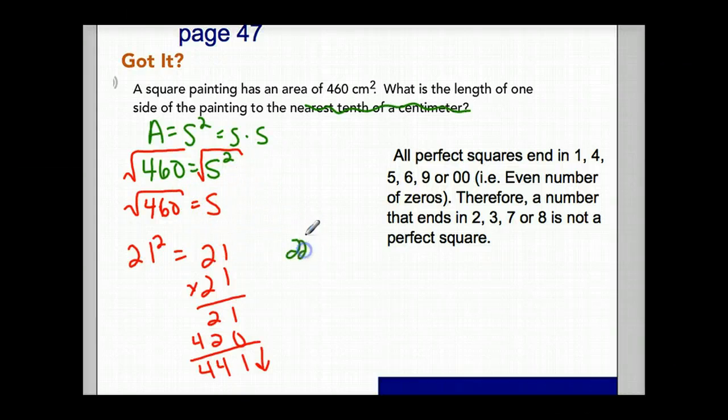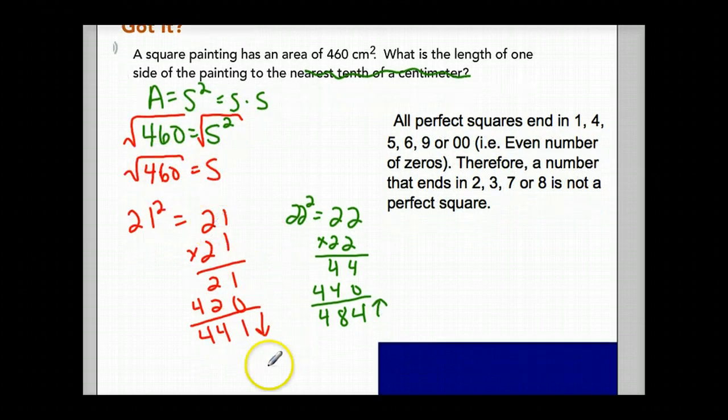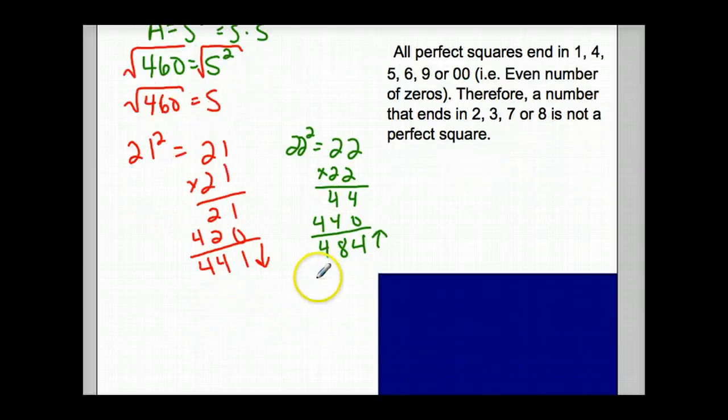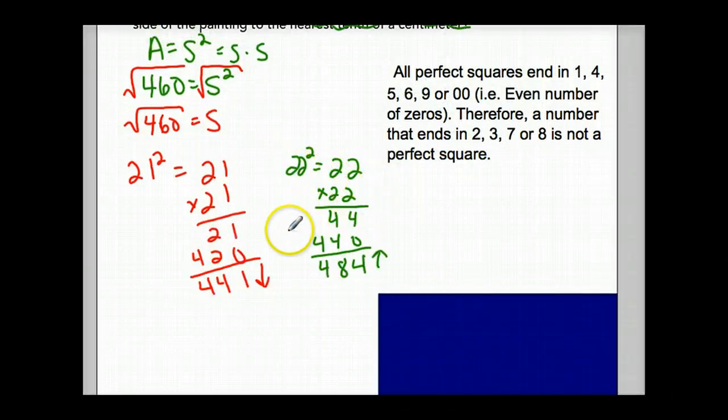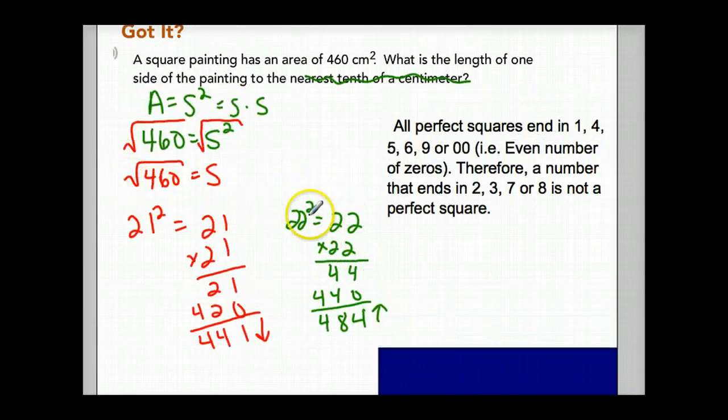So let's try 22 squared. 22 squared equals 22 times 22. And that's going to give us, let's see here, 484. Well, that's a little too high. What we want is this 460 right here. But we do know that 460 is between 441 and 484. So we know the length of our side is somewhere in between 21 centimeters and 22 centimeters.